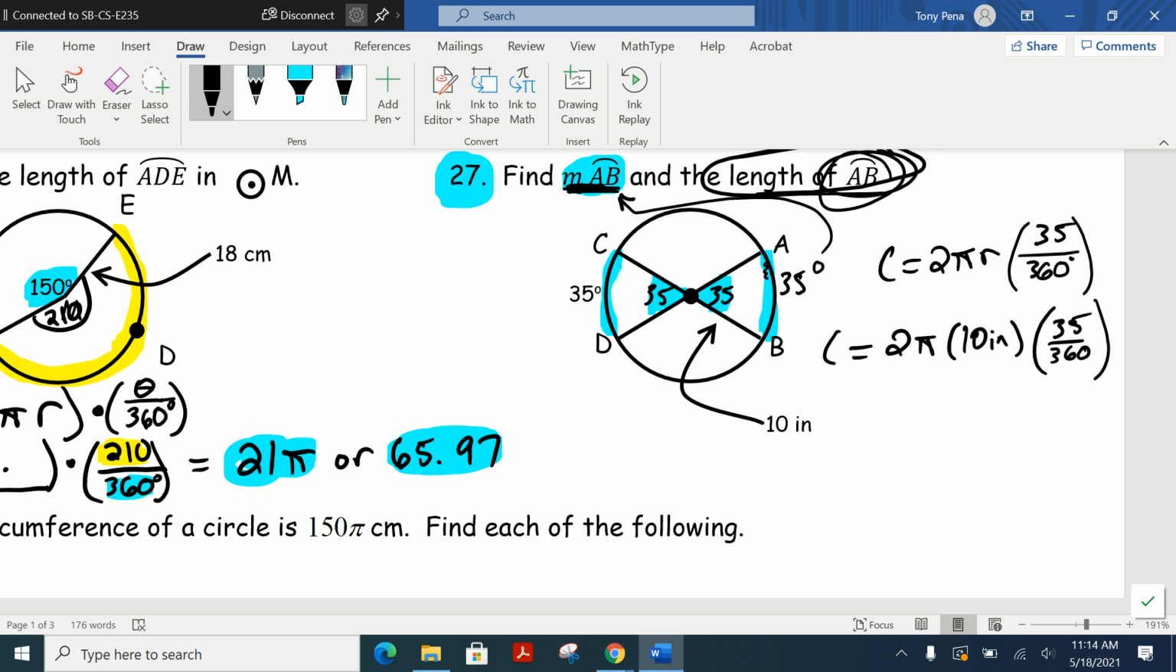Before we show what that is, we're understanding that setup, where this is all coming from. All right, then we do that. 20. That was 35 over 18 pi. So let me see what that is.